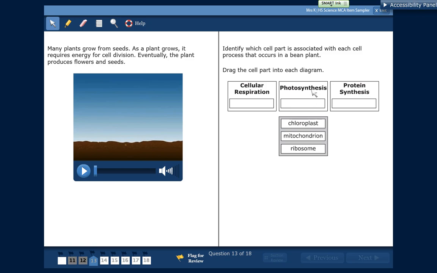The easiest to me is photosynthesis happens in the green part of the plant, the chloroplast. Boom. Okay. Now, notice how it didn't take away that option, so you could possibly put that in all three. But in this case, that is not true. Cellular respiration happens in the powerhouse of the cell. This is where ATP is made, the mitochondria. And protein synthesis happens on this part of the cell called the ribosome. That is correct.